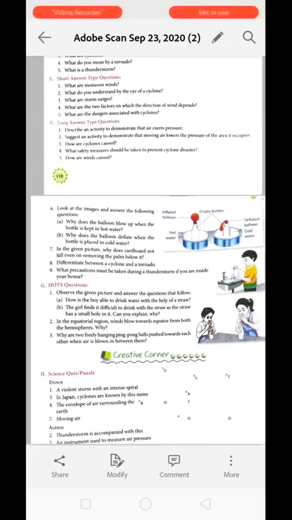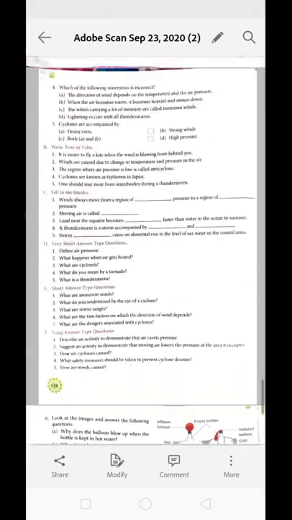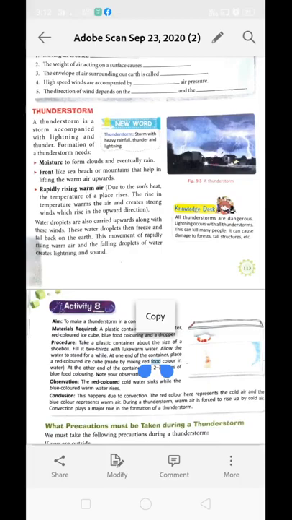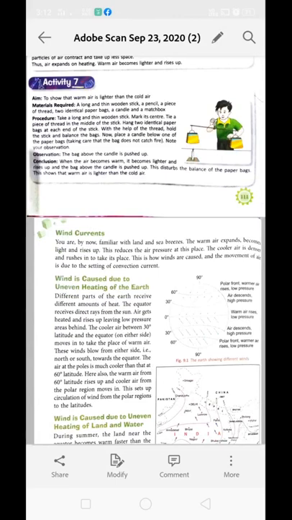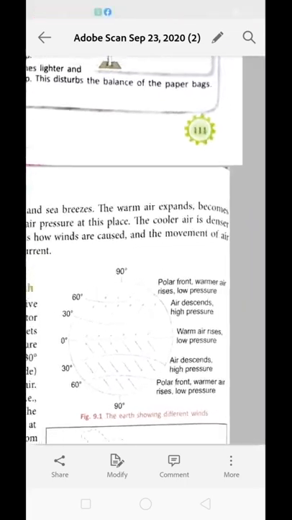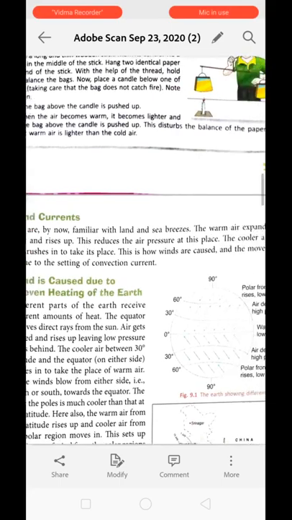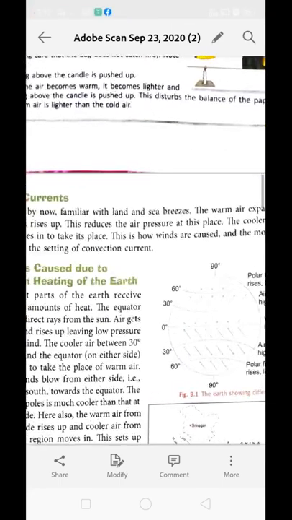How are winds caused? Go to the area of wind currents over here. The warm air expands, becomes light and rises up. This reduces the air pressure of a place. The cooler air is denser and rushes to take its place. This is how winds are caused. Clear? Next.